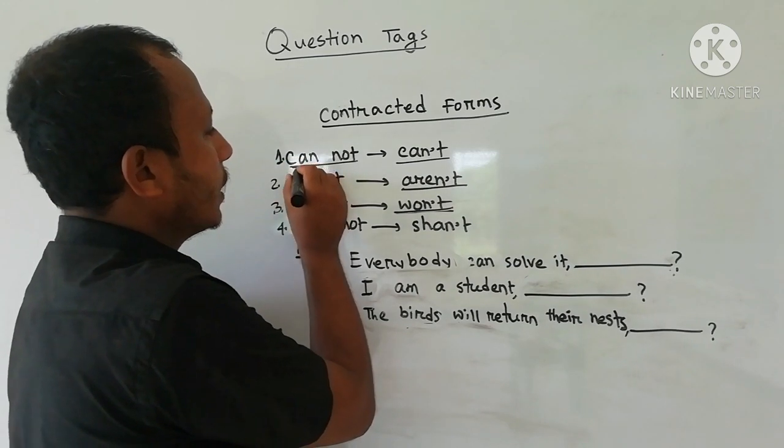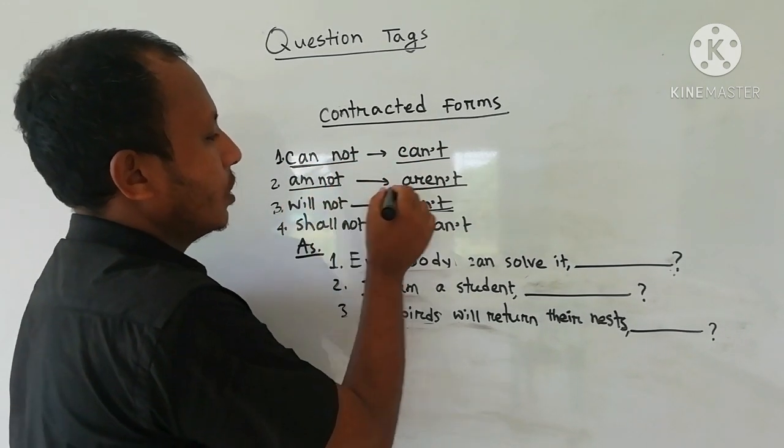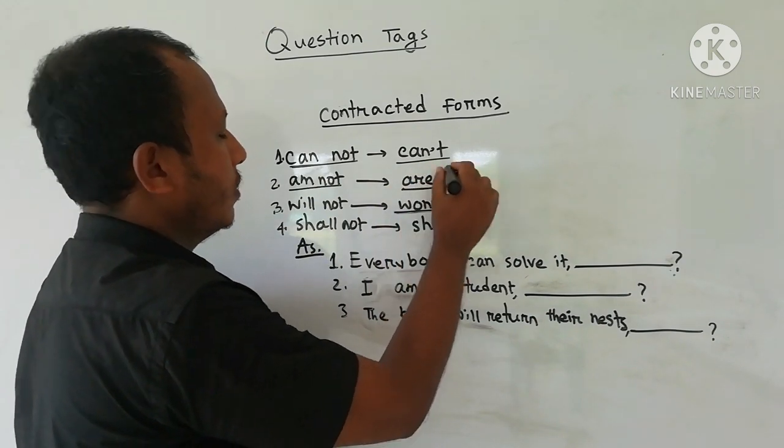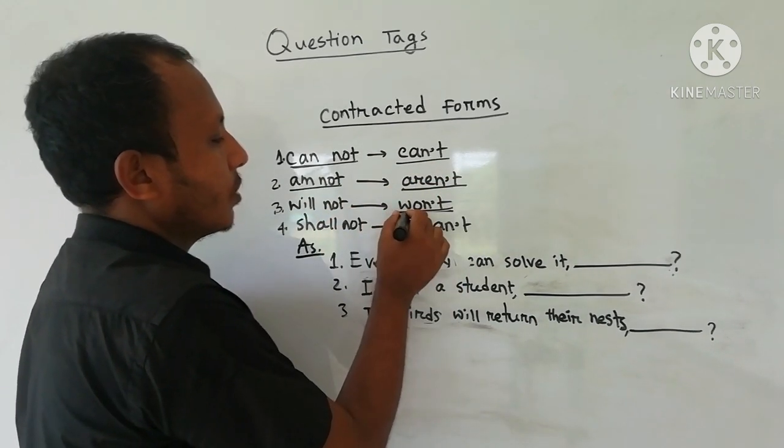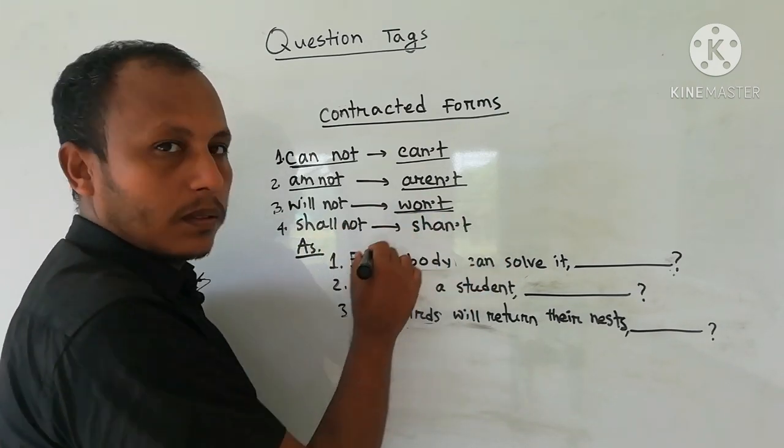Number 1, cannot. Contracted form is can't. Am not. Contracted form is aren't. Will not. Contracted form is won't. Shall not. Contracted form is shan't.